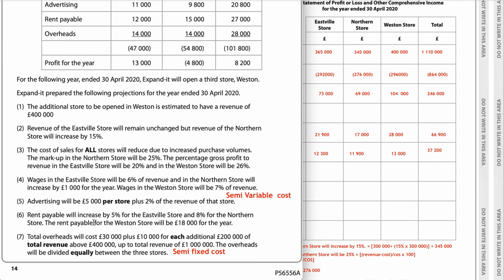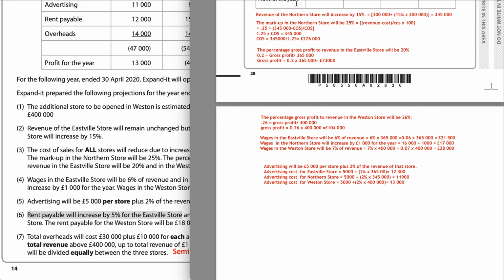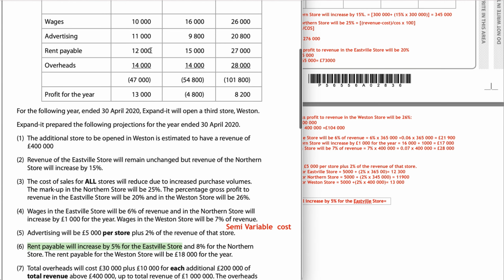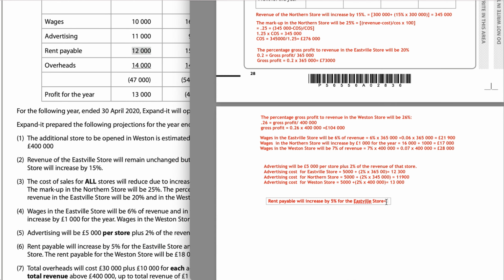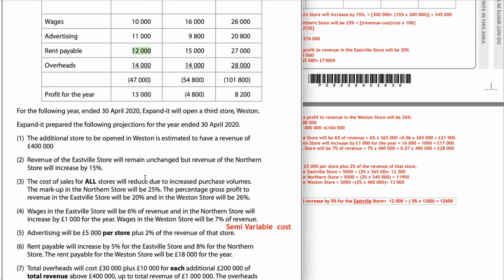Next one is the rent payable. They have some information here. It will increase by 5% for the Eastville store. So let's calculate the rent here. That is equal to 5% of the existing rent. So 12,000 plus 5% of 12,000 is equal to 12,600 pounds.